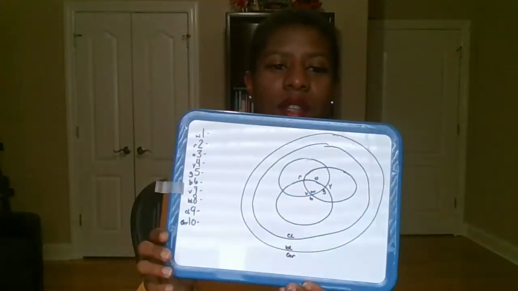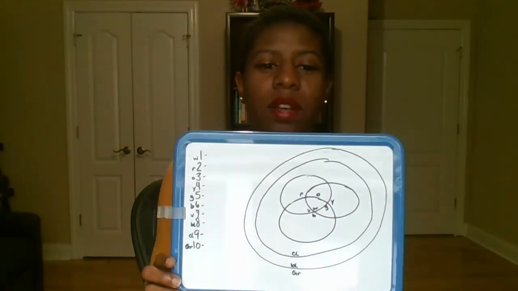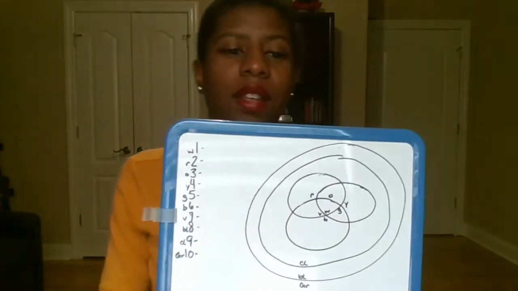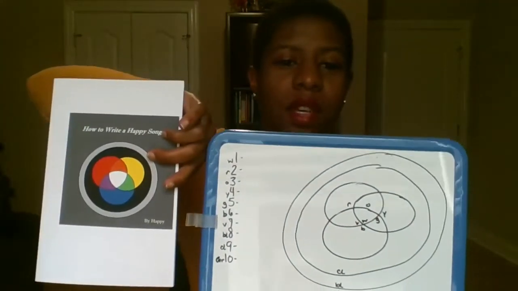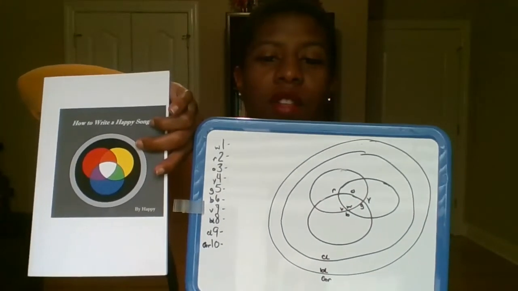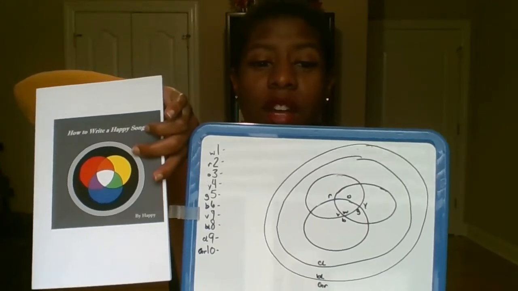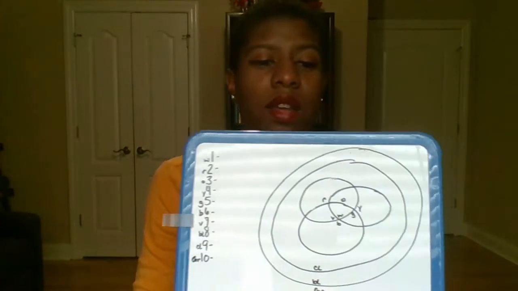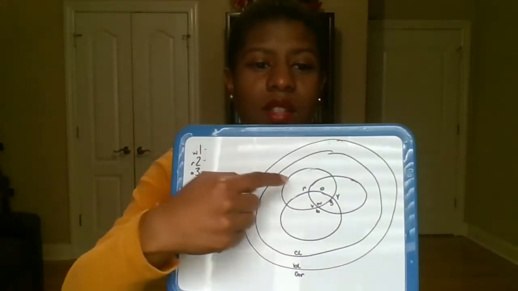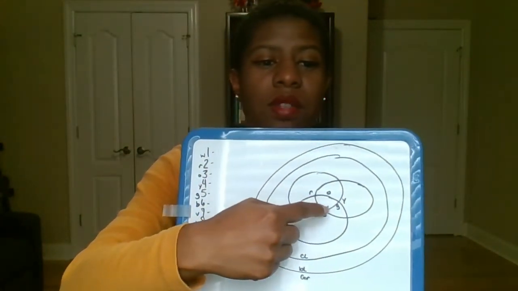This is what your paper should look like before you write any song. You see how it looks similar to this? Except, unless you have all these colored pencils, you're not going to be able to get all these colors represented unless you add these subtitles, I guess.